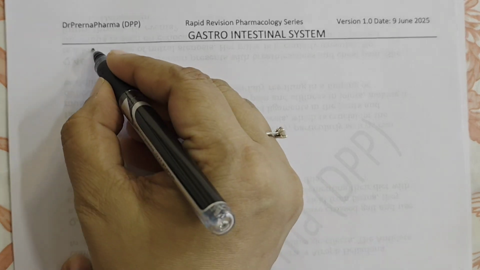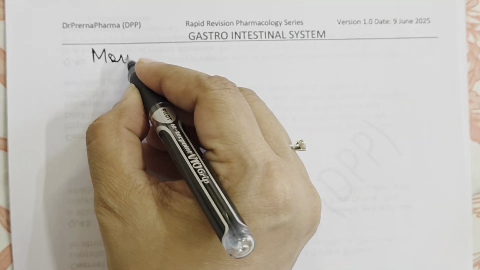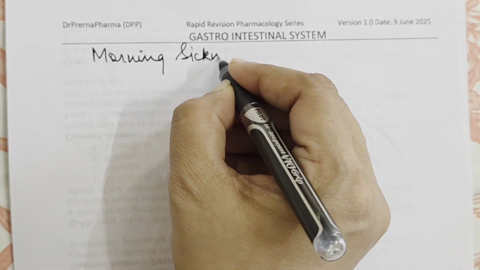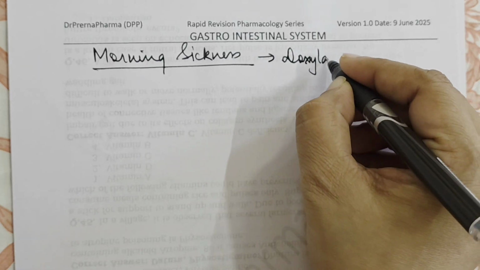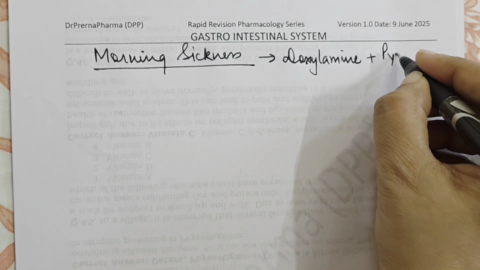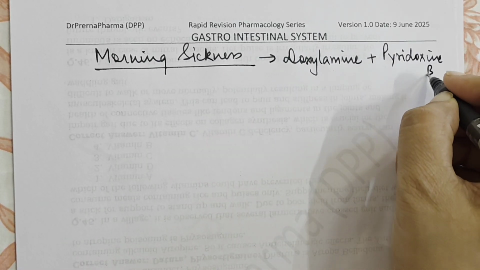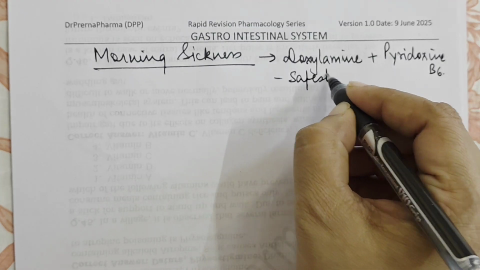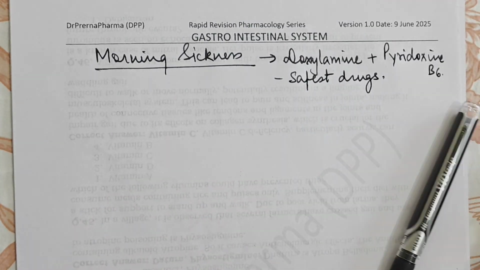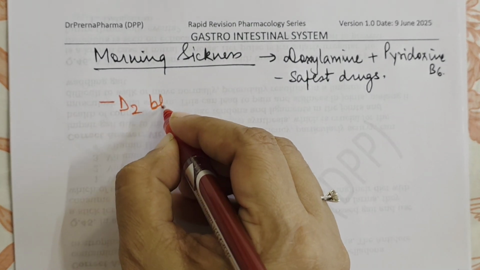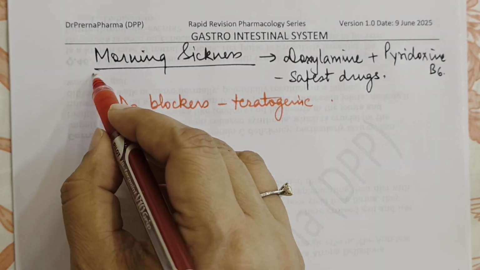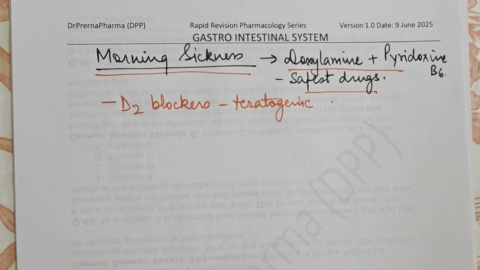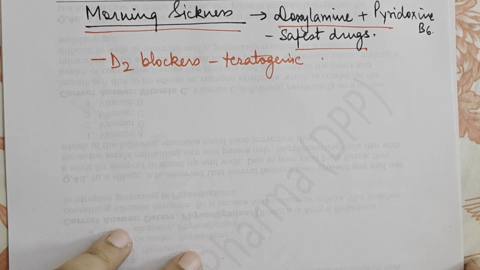Next we come to morning sickness. Now you all know morning sickness is associated with pregnancy. The drug most commonly approved is doxylamine plus pyridoxine, that is vitamin B6. They are the safest drugs in pregnancy. Apart from that, if you use D2 blockers, they are teratogenic, so they are not used, right? So in morning sickness we don't have much choice. We can use doxylamine plus pyridoxine, B6, that is the safest drug.